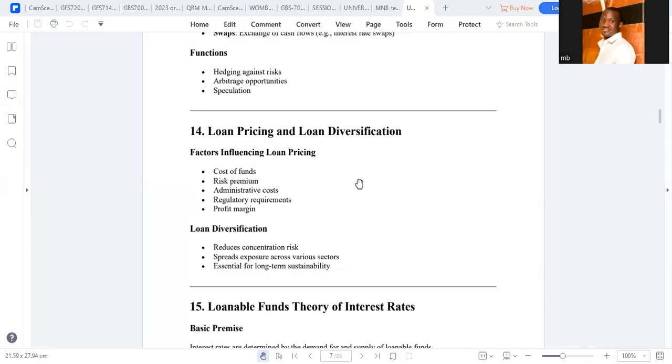And in banking, we are on chapter 14. Chapter 14 is looking at what? The loan pricing and loan diversification. Loan pricing and diversification.